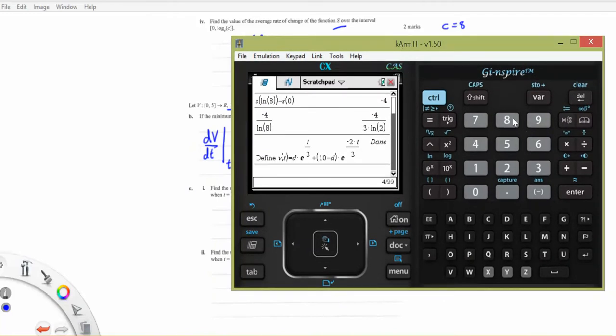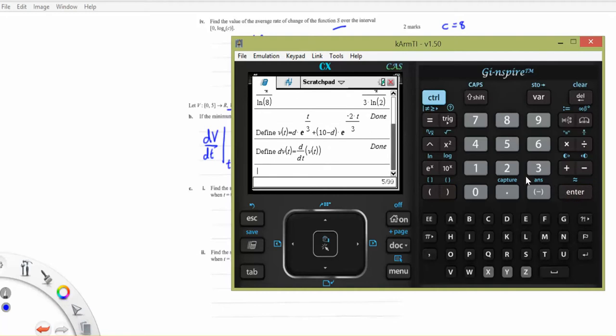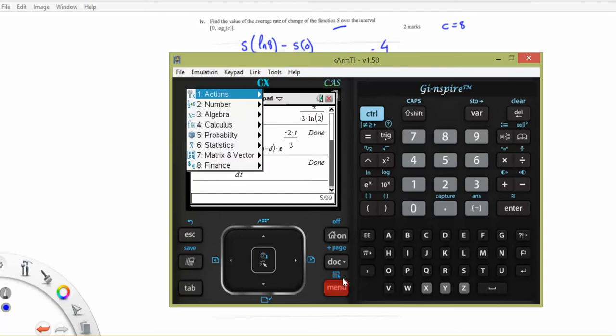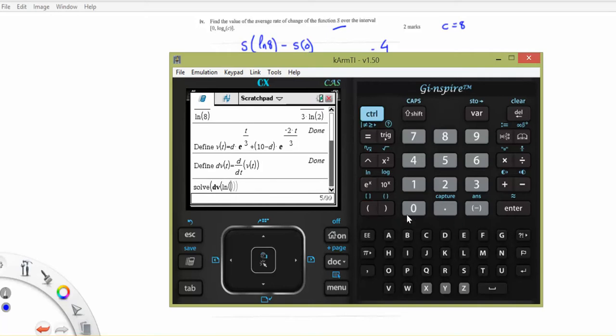We want to find the derivative, so let's define that. We'll call it dv of t, and we want that to equal the derivative with respect to t of this function, and we've done that. Now, we need to solve that derivative when t is the natural log of 9 for d. So we solve dv, taking the natural log of 9 as the argument. So that's our t value. We want the derivative to equal 0, and we're solving for d.